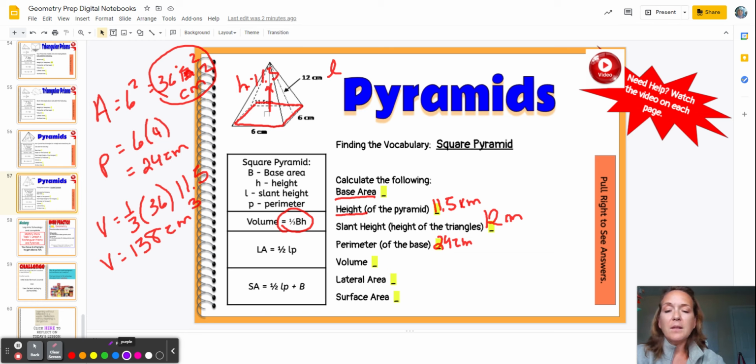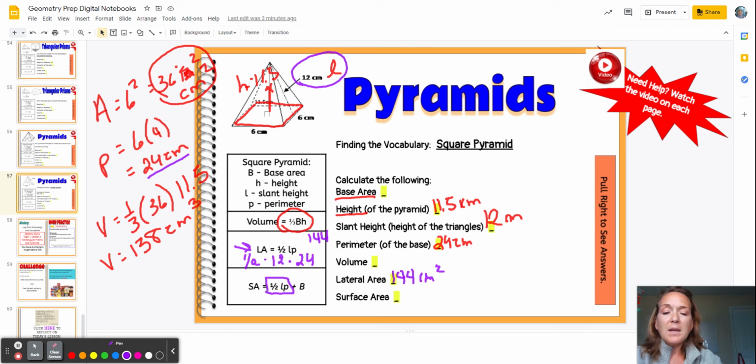And then we've got the lateral area. That's the sides. We're just talking about the 4 triangles here. So 1/2 the slant height, which is 12, times the perimeter, which we calculated was 24. So 1/2 times 12 times 24 is 144. I could put that here, 144 centimeters. Yep, it is squared. That's so important. I can't even tell you.